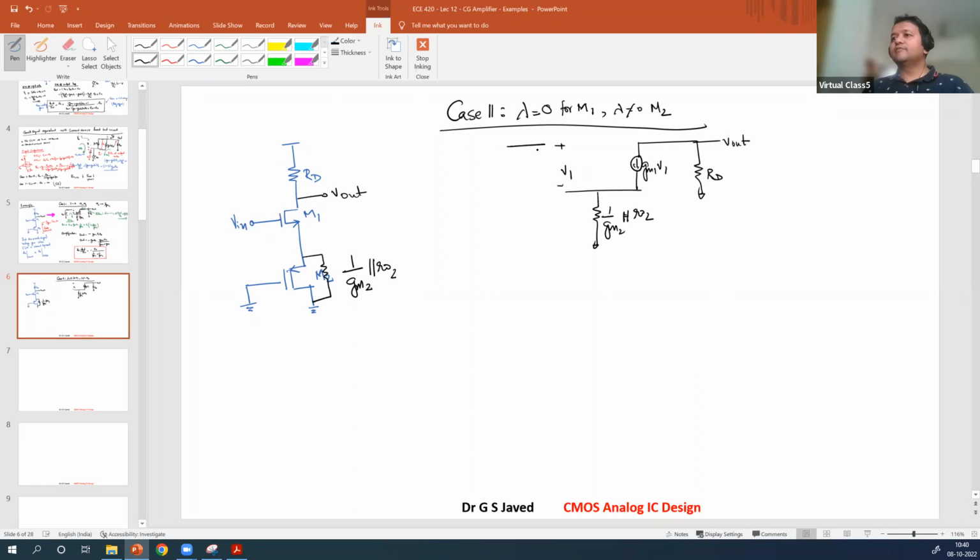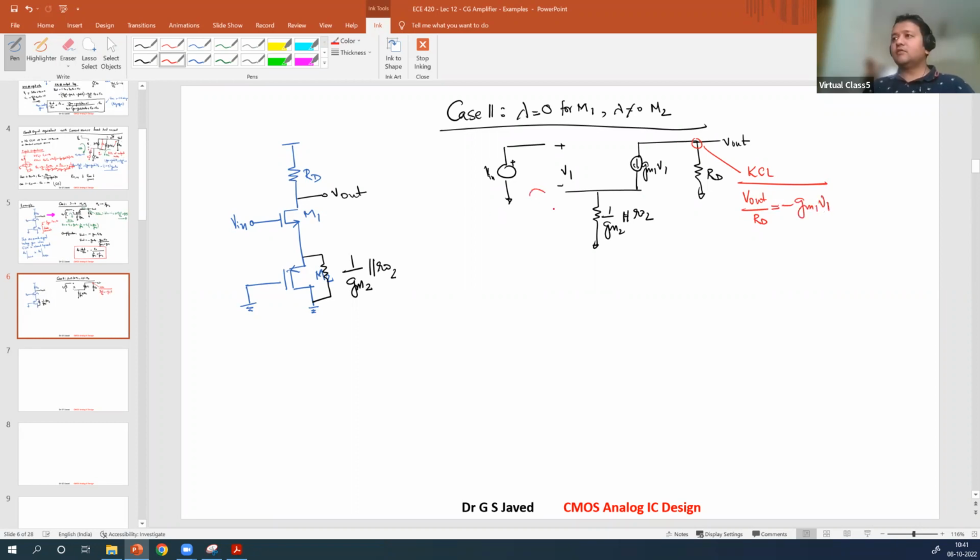Vout, Vin is applied. So this is your small signal equivalent. Again, simple work, apply KCL here. So KCL you will get it as Vout over RD, that is the drain current, is negative this current here, minus gm1 V1.